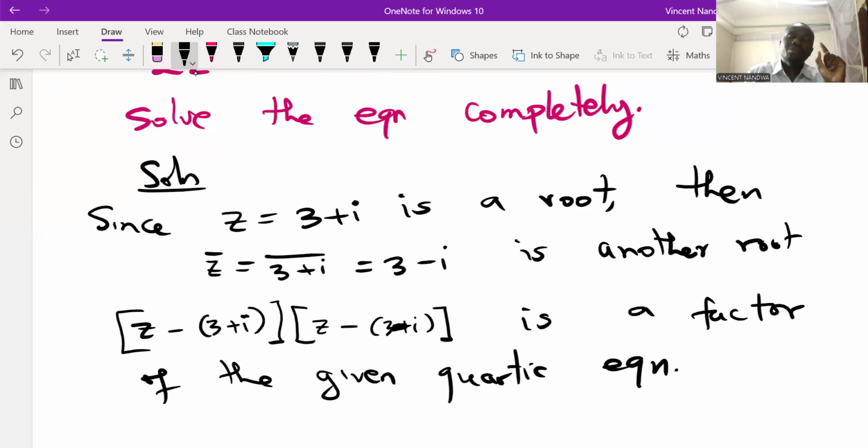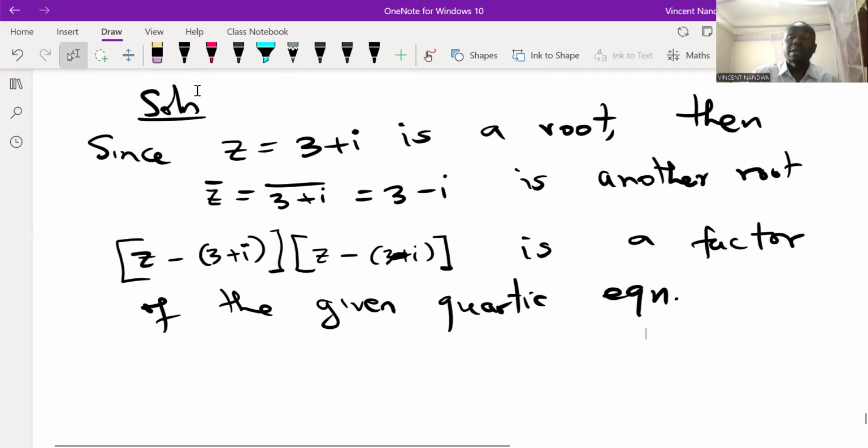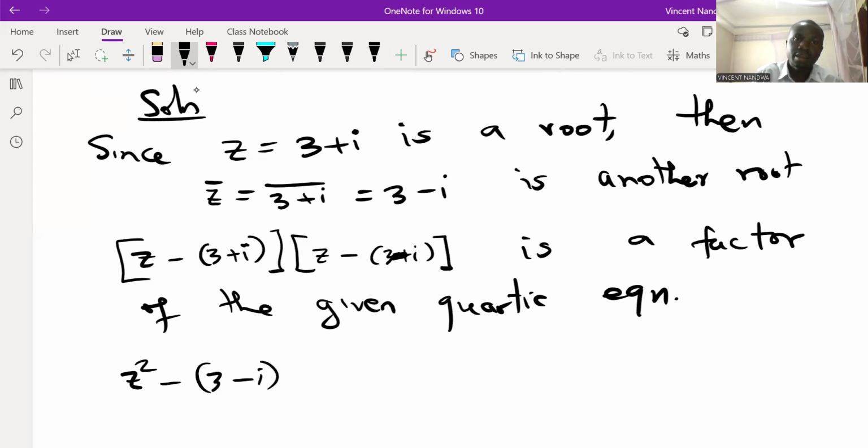So this is what you're saying: in general, if you have one complex root of a polynomial equation, then the conjugate of that complex root is another root of the same equation. Which means that when you form a quadratic using the complex root and its conjugate, it must always be a factor of the same polynomial equation. So this will be the same as z squared minus (3 minus i)z, then minus (3 plus i)z, minus minus is plus, (3 plus i) times (3 minus i).